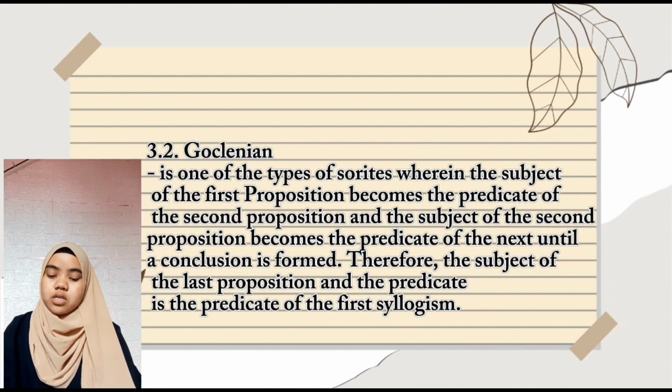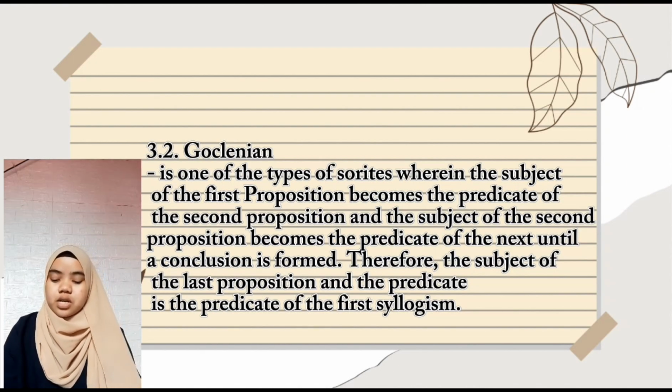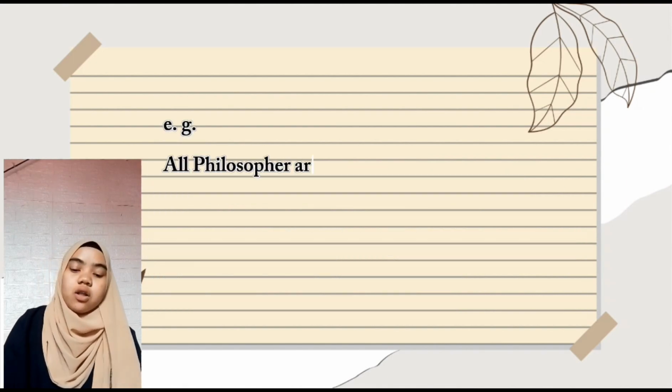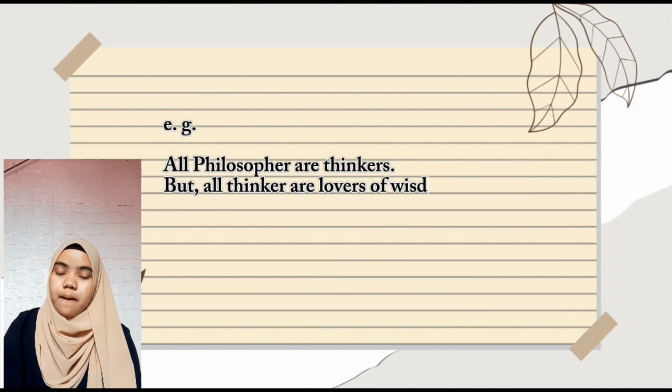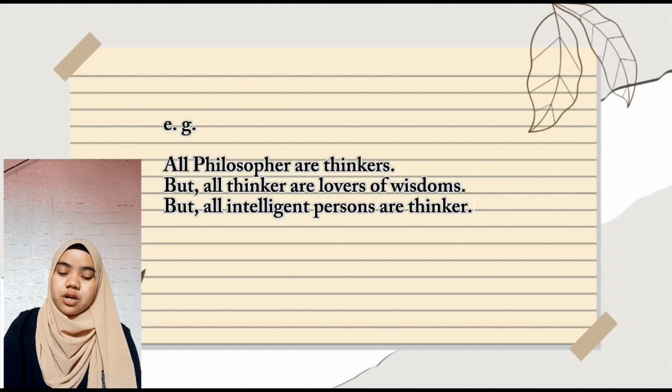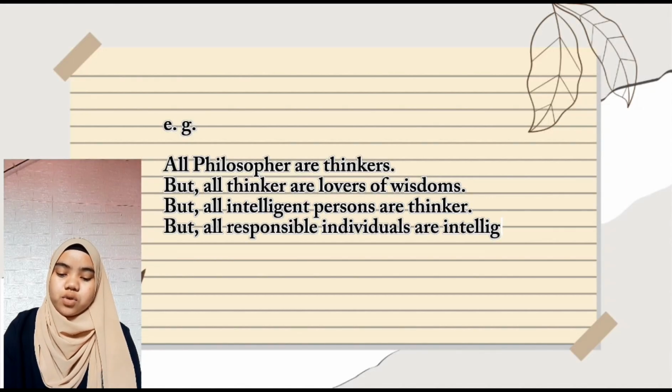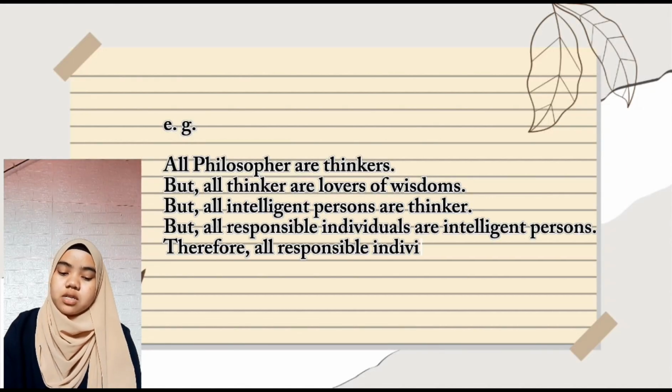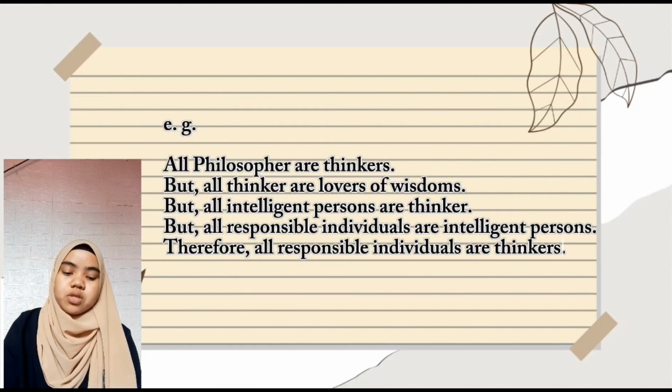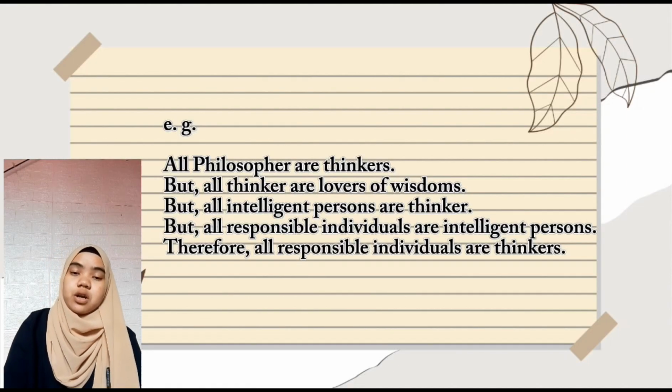So therefore, the subject of the last proposition and the predicate is the predicate of the first syllogism. So for you to understand, I will give you an example. For instance, all philosophers are thinkers, but all thinkers are lovers of wisdom. But all intelligent persons are thinkers, but all responsible individuals are intelligent persons. Therefore, all responsible individuals are thinkers.